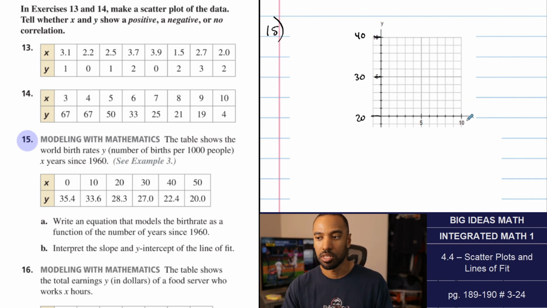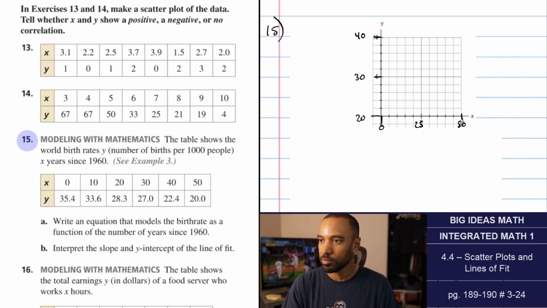X's, I wanted this to be 50. That means those go by what? 5s? So this is 25 right here. This starts at 0, so this is going to be a little tricky there. I'm starting at 20 for Y on the bottom. I hope that's okay. So when X is 0, Y is 35.4. Here's X is 0 and 32, 34, 35, getting close to 36. Probably about right there. Okay.